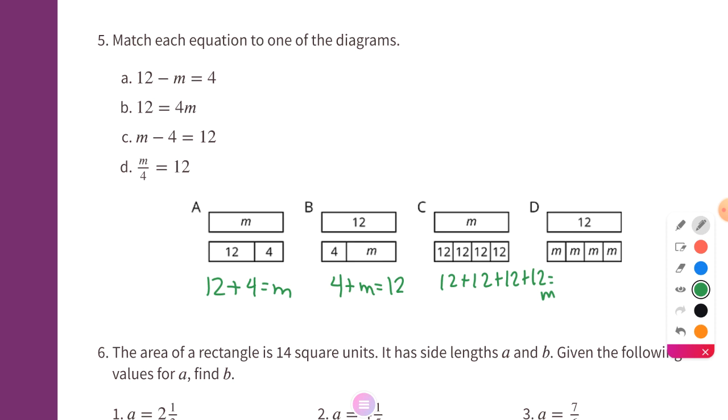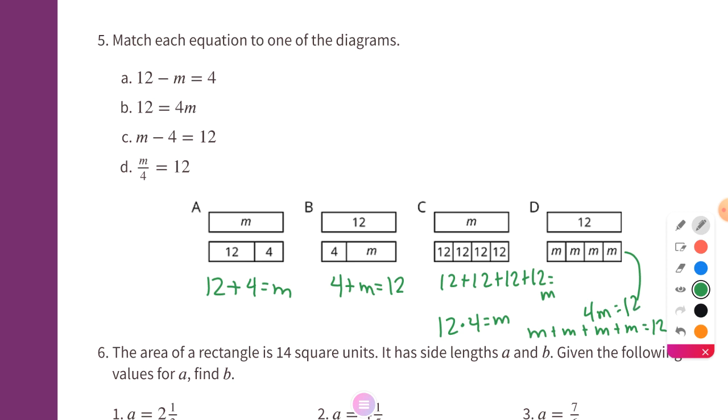And the addition sentence for the last one, Lily. M plus M plus M plus M equals 12. Okay, now, what would be an easier way to write 12 4 times? 12 times 4 equals M. Okay, and this one would be 4 times M. We always put the number first, equals 12.